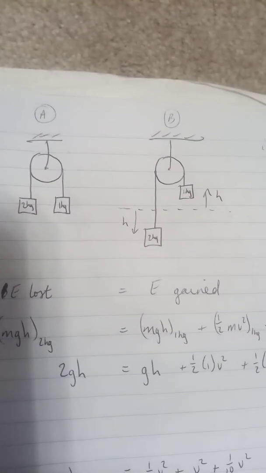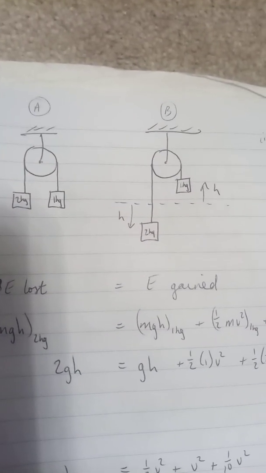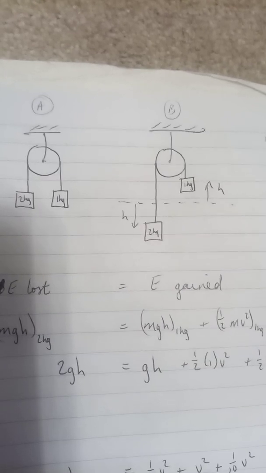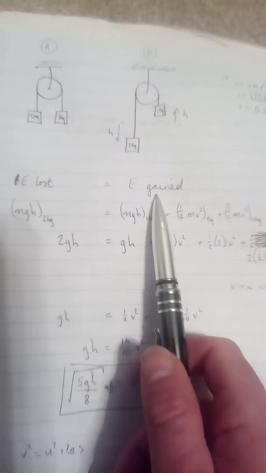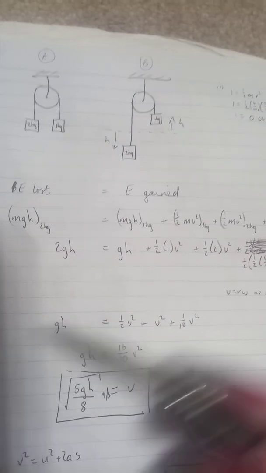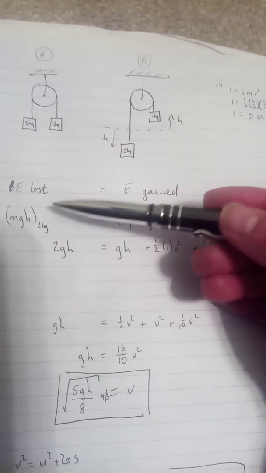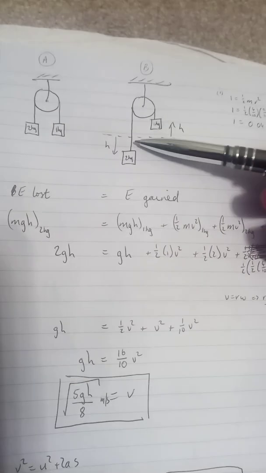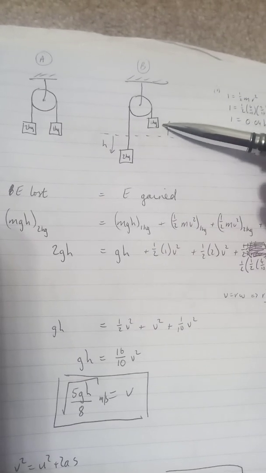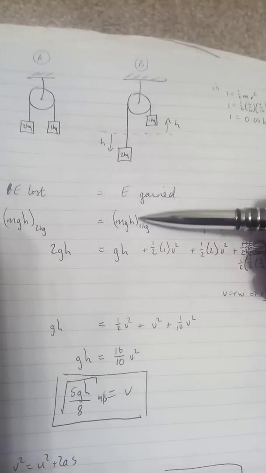So it's not a connected particles question anymore, and one of the two ways of doing it is using energy methods. So what we do is we say that the energy lost equals the energy gained, and then we look at what loses the energy. So the 2 kg falls, so it's losing potential energy. As a result of the 2 kg falling, the 1 kg rises, so it's going to gain potential energy.